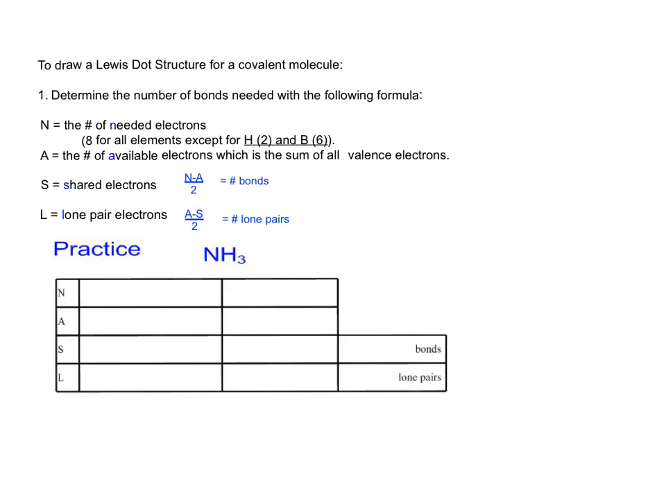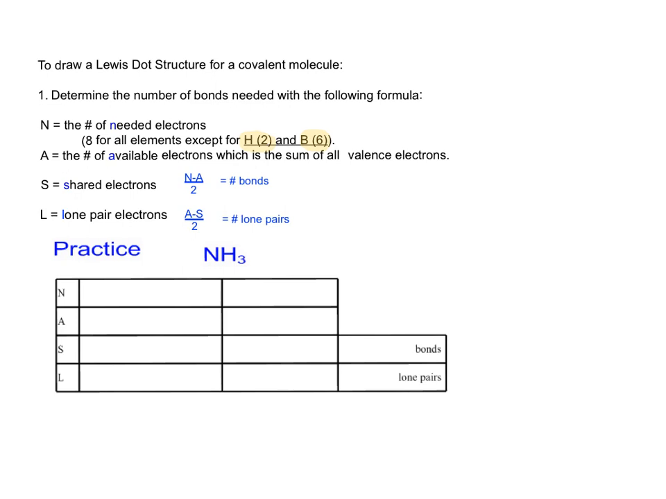There are a couple of exceptions you need to know. Hydrogen only needs two to become stable, and boron only needs six. I always have a little rhyme that boron is a moron, that for some reason that we're not going to talk about in this class, it is stable with only six valence electrons.